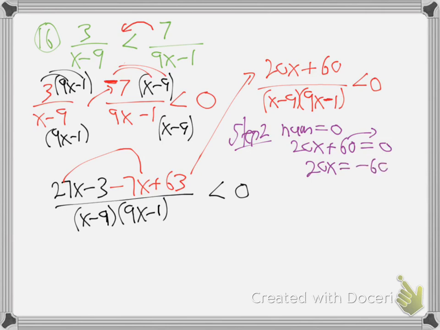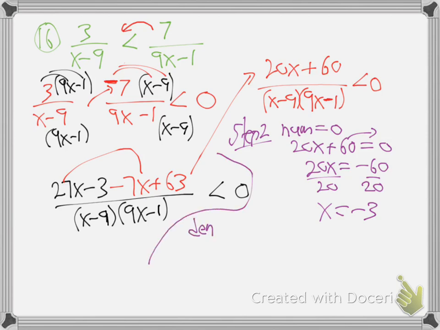Negative 20x equals 60 divided by 20, so x is minus 3. That's going to be an x-intercept, isn't it? Because it came from the numerator. Whatever makes the top of a fraction 0 makes the whole function 0. It's a height of 0. It's an x-intercept.